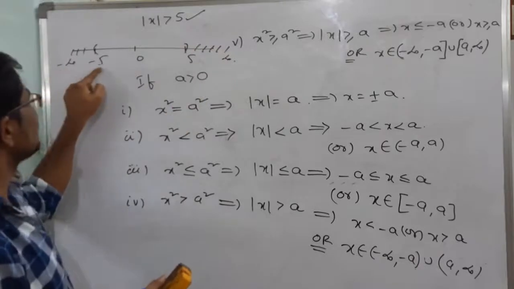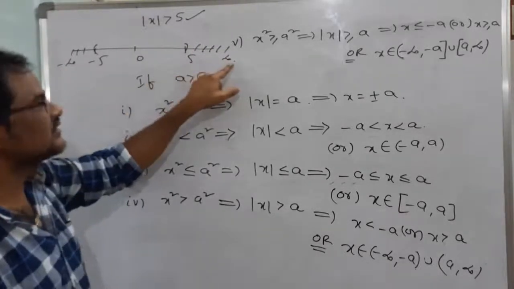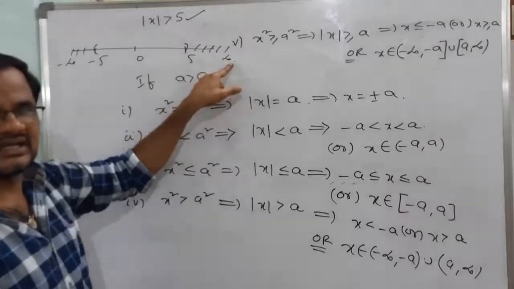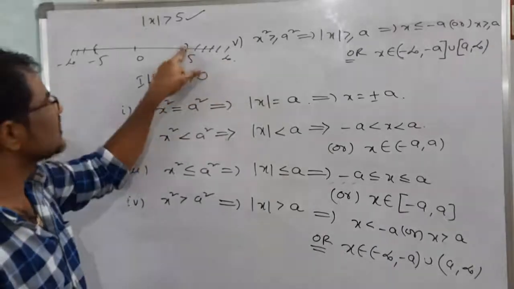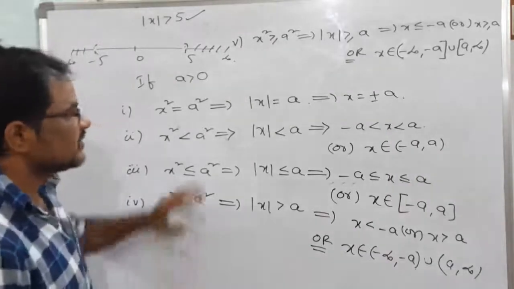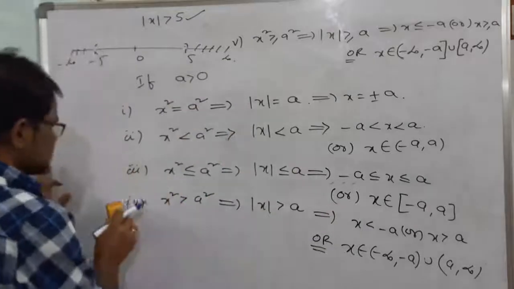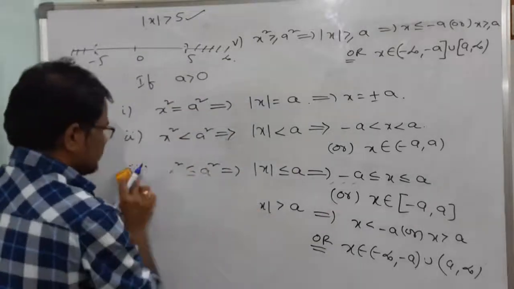Minus infinity to minus 5 is nothing but x less than minus 5. And 5 to infinity is nothing but x greater than 5. Equal to is there means this one also we have to consider, this one also we have to consider. Okay? So these are the important conditions. Along with this, 3 more conditions are there, that one also.